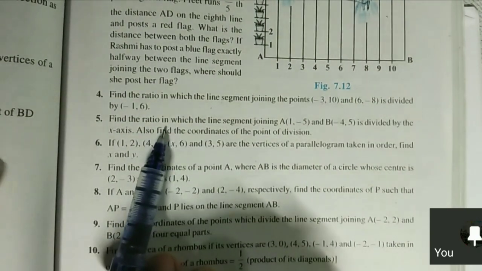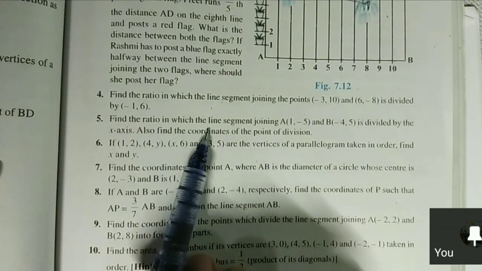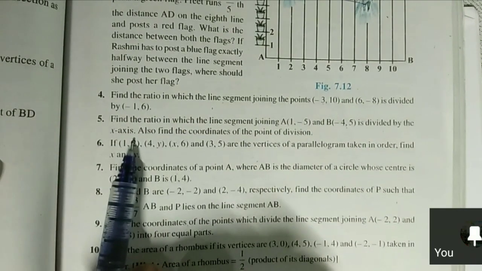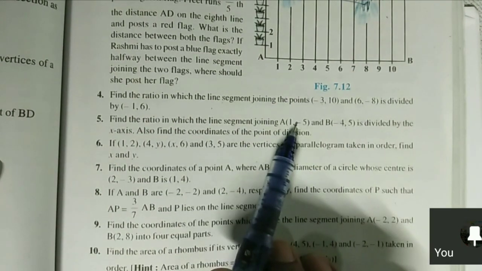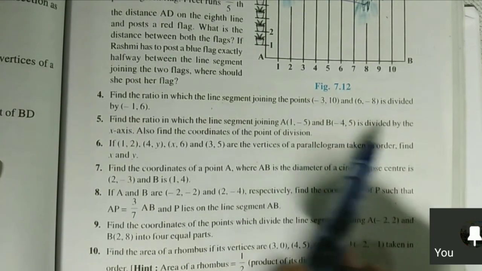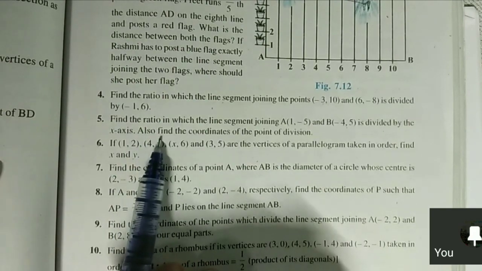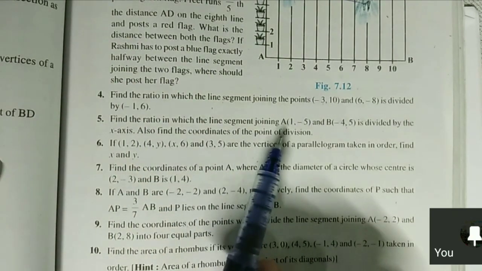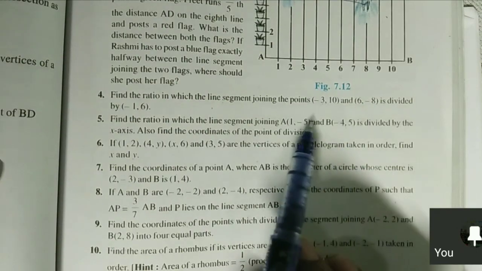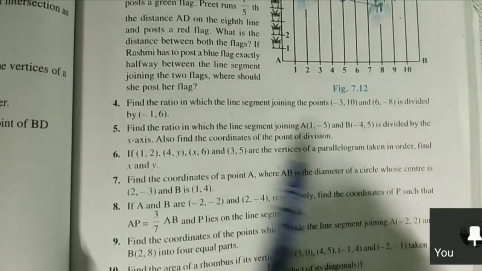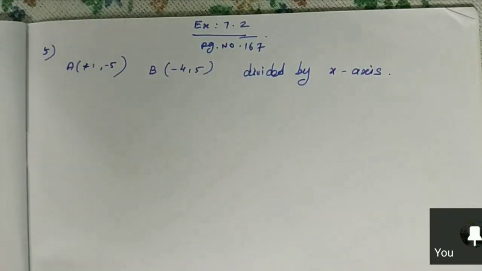We need to find the ratio in which the line segment, when you join these 2 points, is divided by the x-axis. When we join the 2 points, we get one line segment, and that line segment is divided by the x-axis. So we need to find the ratio as well as the coordinates of the point of division. In this line, the x-axis divides the line, so we should know the point of intersection of this line and the x-axis.